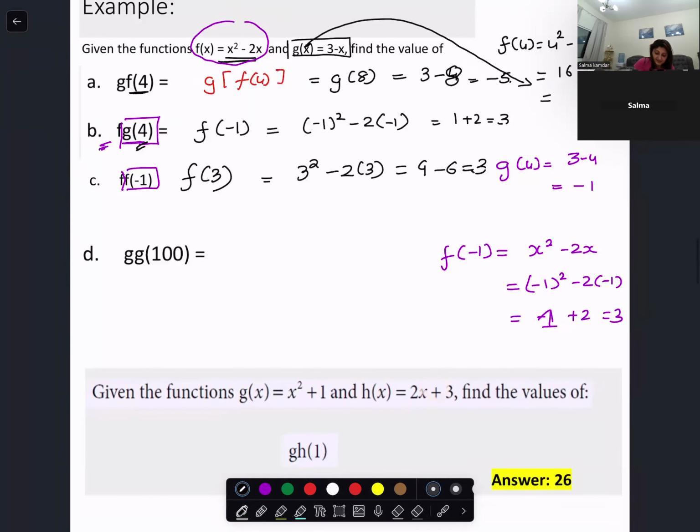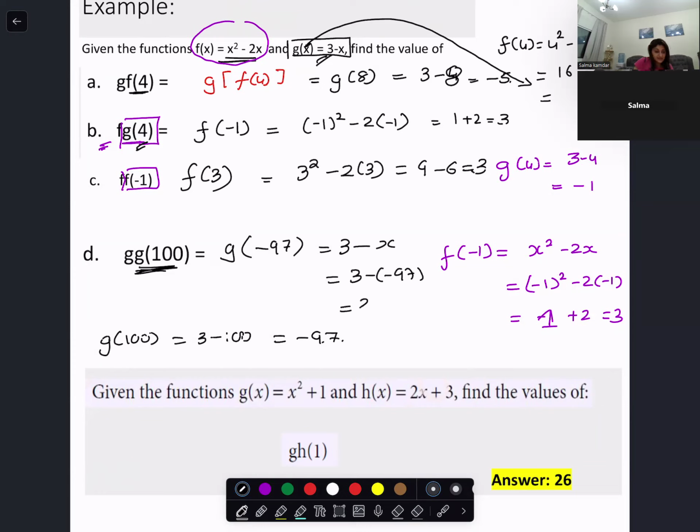The next one, instead of x, I want g of 100. g of 100 would be 3 minus 100. That is minus 97. So I want g, and g of 100 is giving me minus 97. Now take the function g(x), that is 3 minus x, that is 3 minus of minus 97. That would give me 3 plus 97. So this would give me 100.